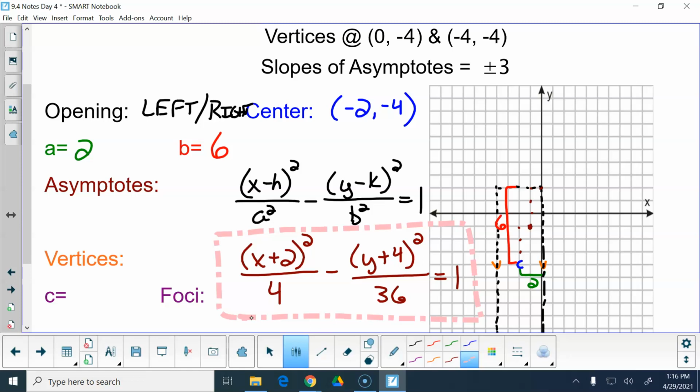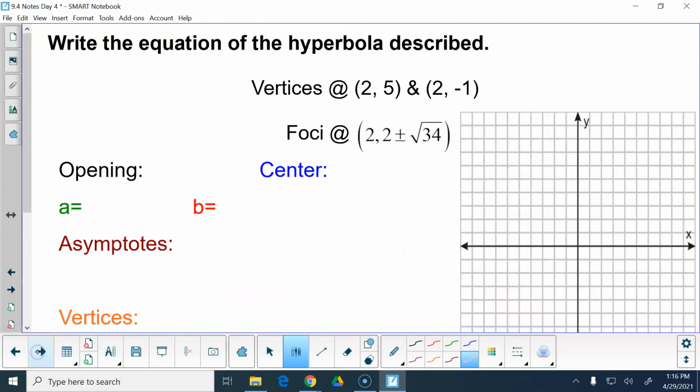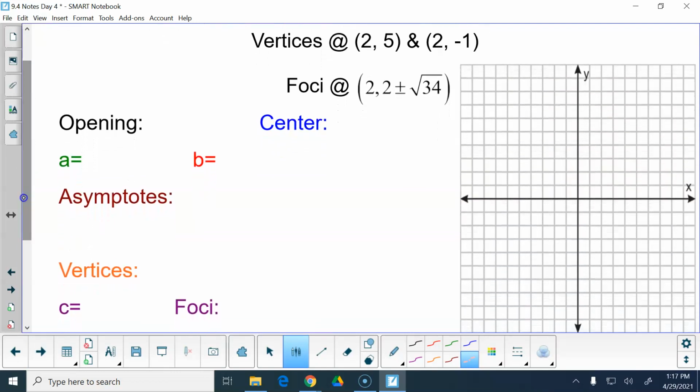Questions, comments, concerns, clarifications? Love it. I would like you to now try to find me the equation of this hyperbola. So we don't have to do C and both sides. What do you have?